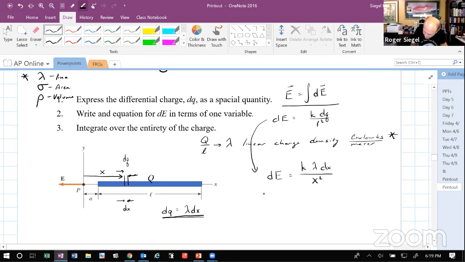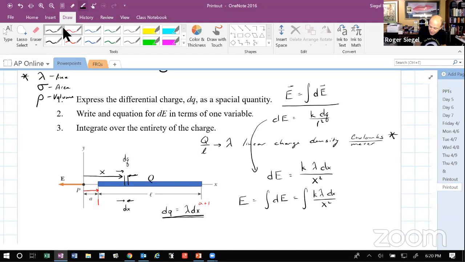And so you can see that the lambda comes out, and so let's go ahead and integrate this. And so that means that E is equal to the integral of all the dE's, and so this is the integral of K lambda dx over x squared. And the question now, what are my limits of integration? And AP always asks that. And so my smallest value of x, you can see, is here at a. So x is going from a to this distance over here, which is a plus L. And so I'll go ahead and go from a to a plus L.